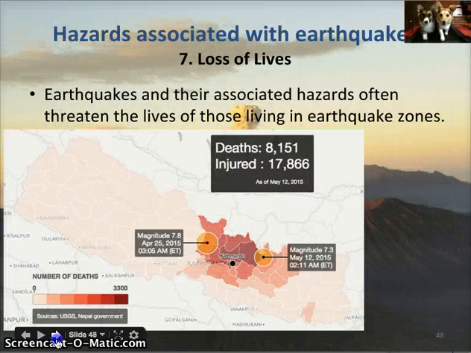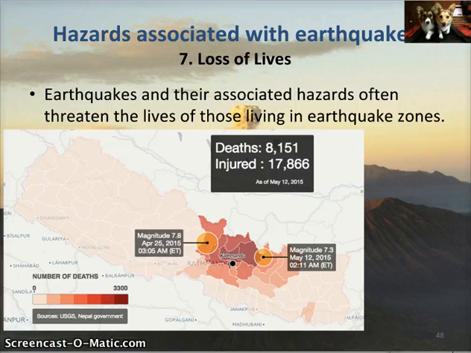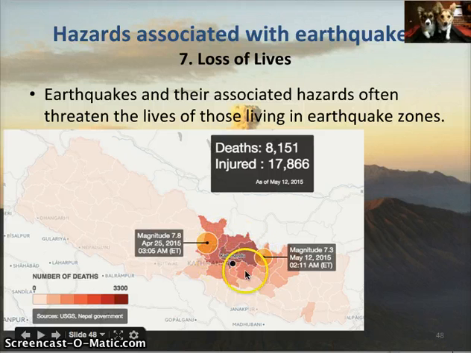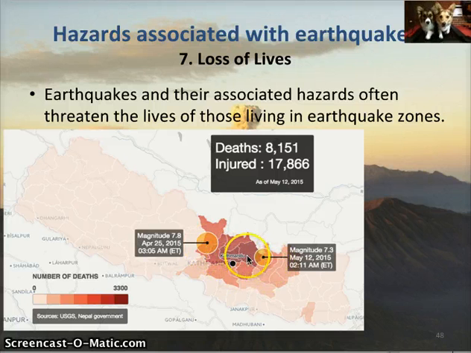Although it's minor because that city is so small, great loss of lives have happened because of earthquakes. In this map you see the record of the number of deaths and injuries, or just number of deaths, that happened during the Nepal earthquake in 2015. Although the epicenters are here and here, most of the deaths happen in the center area because that's where the capital is, where it's extremely densely populated.